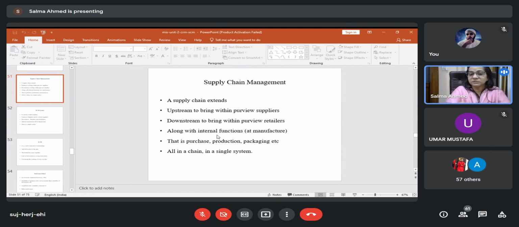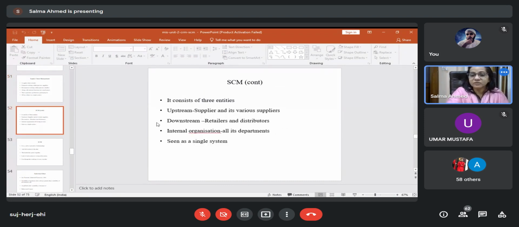So within the organization, I'm purchasing raw material, assembling, manufacturing, packaging, and then selling it. So along with the internal functions which take place within the manufacturing setup, which could be purchase of components and raw materials, actual assembly, and packaging and then sending it, all in one chain in a single system. So it is one long chain which supplies the goods finally to the customer.